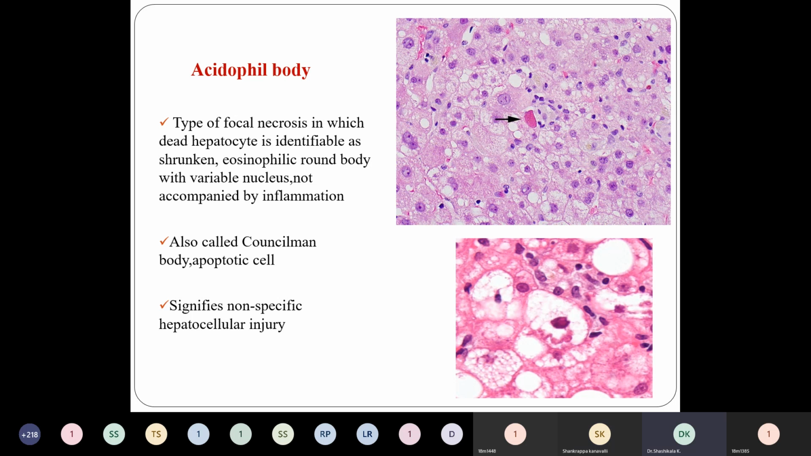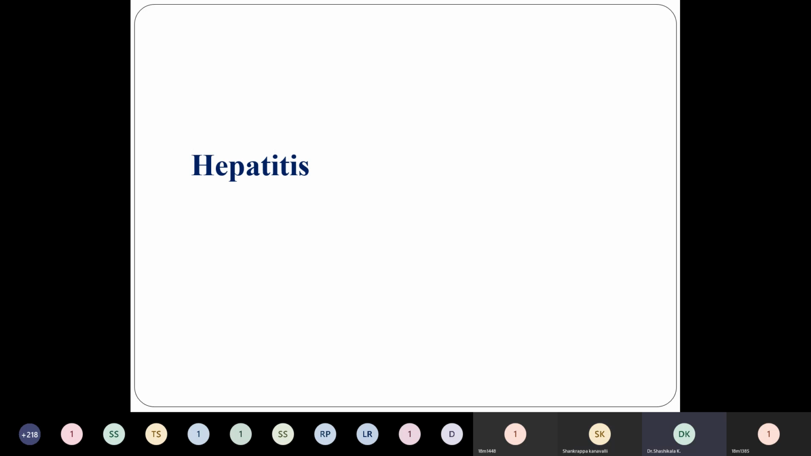Next, coming to the topic of infectious disease, that is hepatitis. Let's discuss what the causes of hepatitis are.